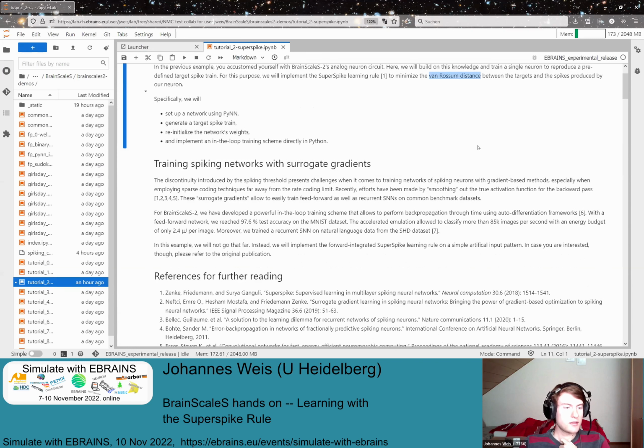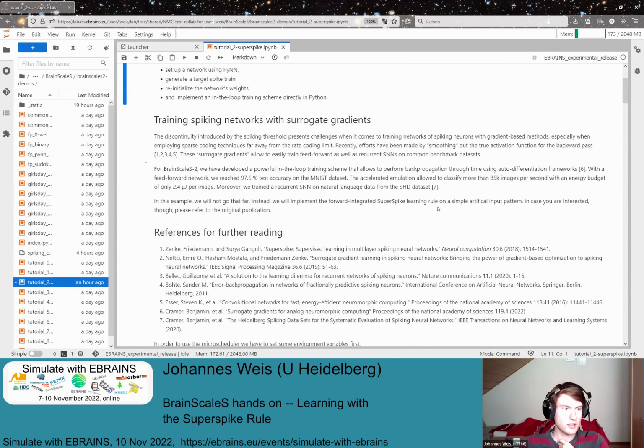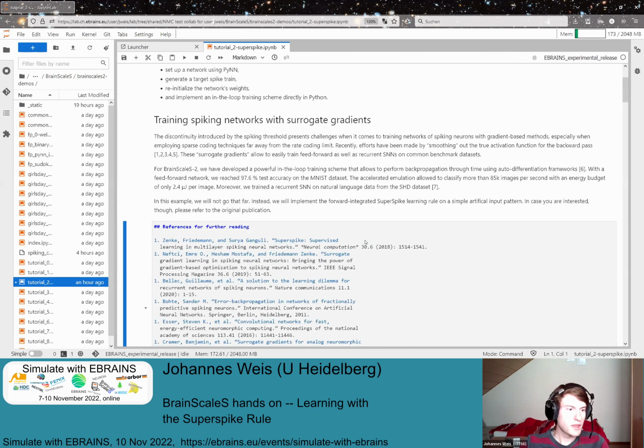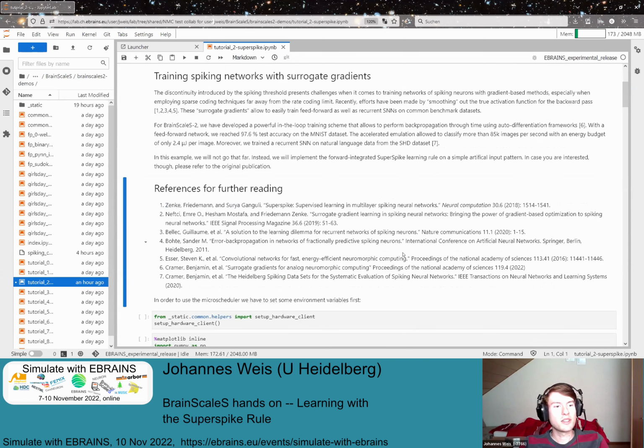There have been multiple publications that use surrogate gradient methods in order to learn spiking networks. We have a list of them here, and we will most intensively work with number one, Friedemann Zenke, which formulates surrogate gradients in a way that we can directly compute them and do not need to go through backpropagation in time or something like that.